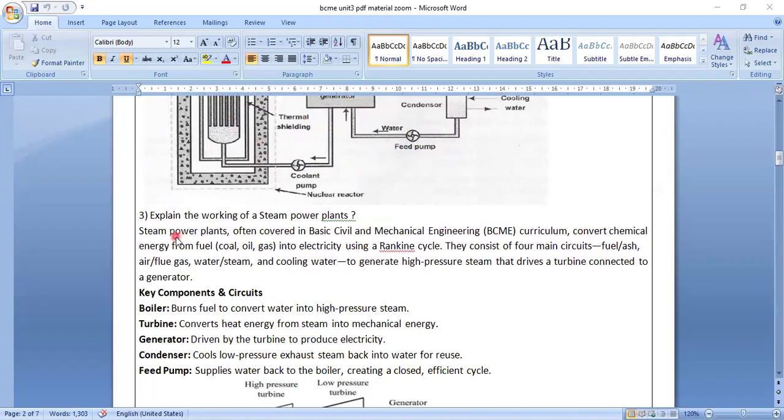Now I'm taking the third question: explain the working of a steam power plant. What is happening in the steam power plant?